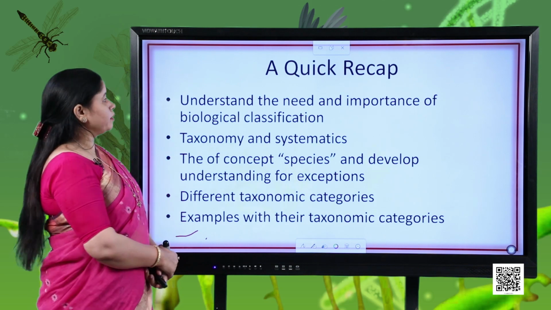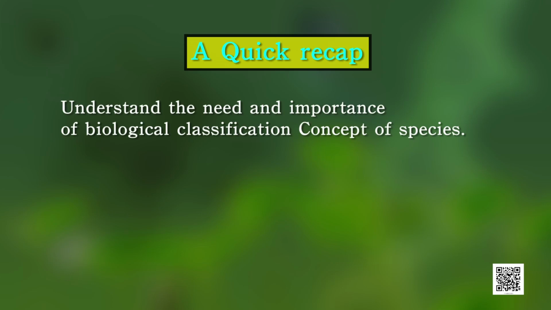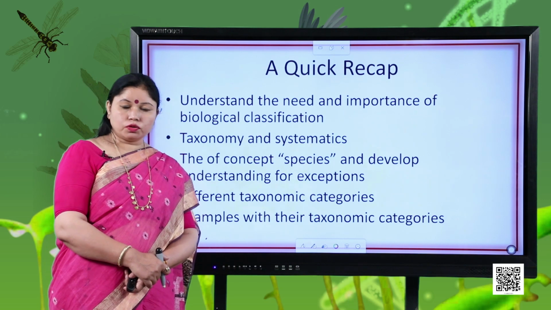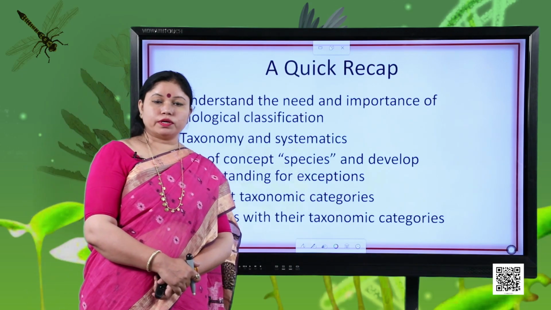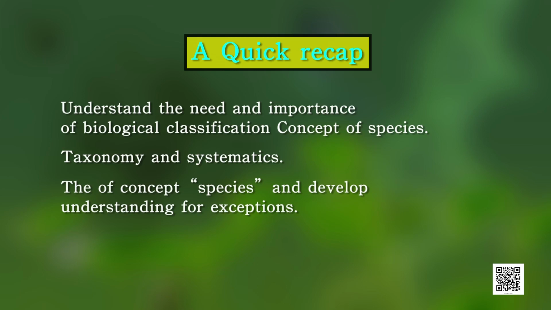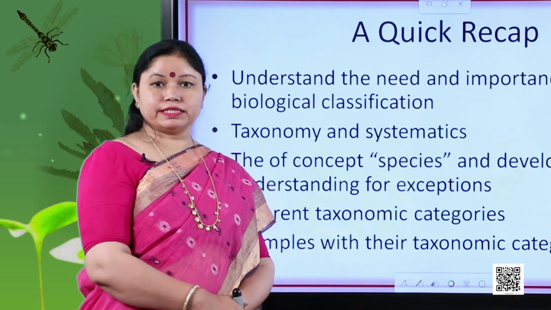Let us have a quick recap of the session. Today, we discussed and understood the need and importance of biological classification. We also explained taxonomy and systematics, two branches of biology. We also tried to understand the species concept and develop understanding for the exceptions. We also learnt various taxonomic categories. We also understood these taxonomic categories with the help of various examples. That was all for today's session.